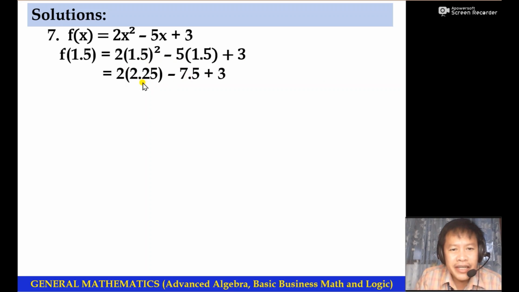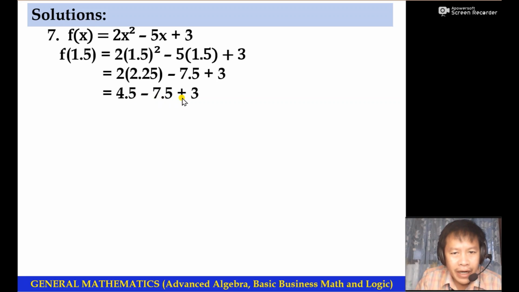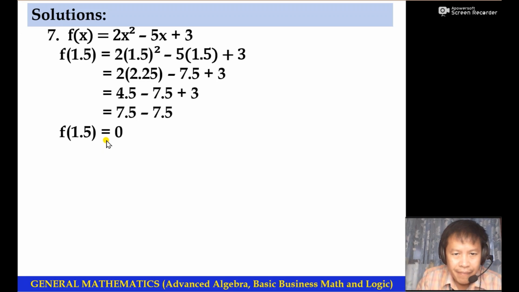Then, afterwards, you are going to remove the symbol of grouping, the parenthesis. You are going to multiply 2.25 times 2. What is the result? That is 4.5 minus 7.5 plus 3. Take note, you have to add two numbers having the same sign. Therefore, 4.5 plus 3 is equal to 7.5, minus 7.5 is equal to 0. Okay, did you understand, students? Or you can also have negative 7.5 plus 3 is negative 4.5. 4.5 minus 4.5 is equal to 0.